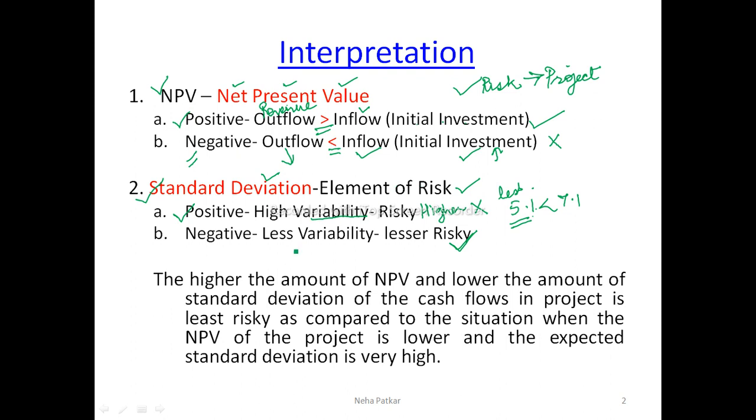So what can we conclude? We can conclude that the higher amount of NPV and lower amount of standard deviation of the cash flow, we are dealing in cash flow of the project here, is less risky, least risky or minimal risky as compared to what? The situation when NPV is lower and expected standard deviation is high.